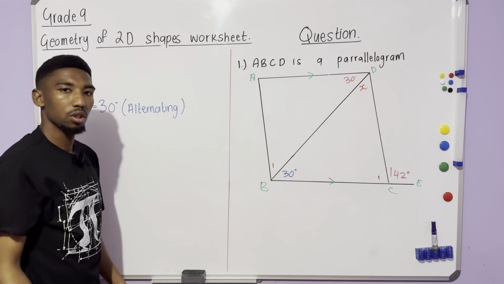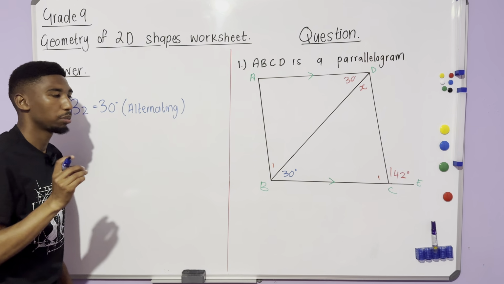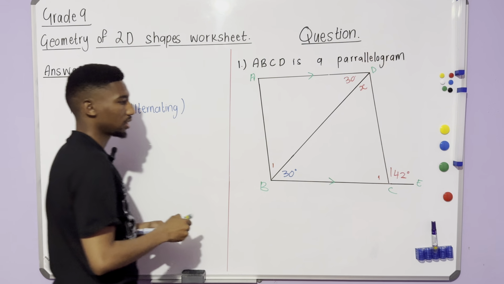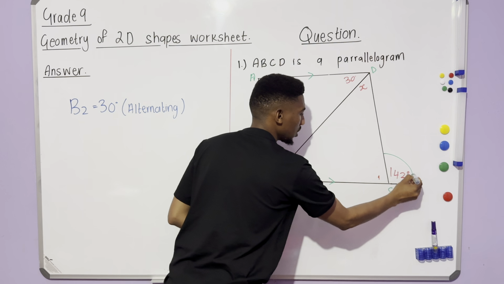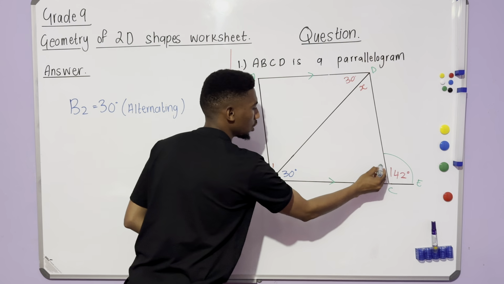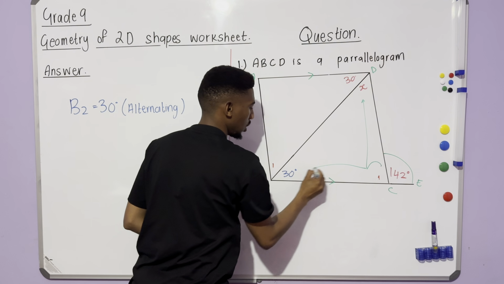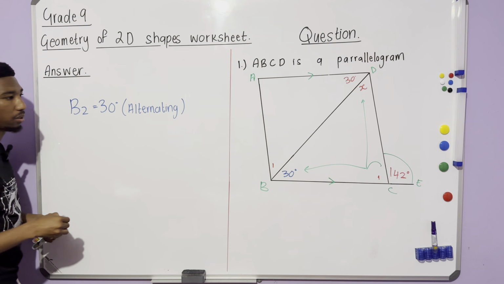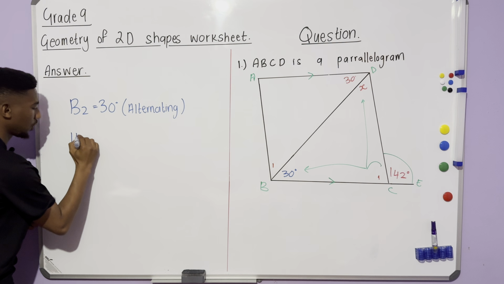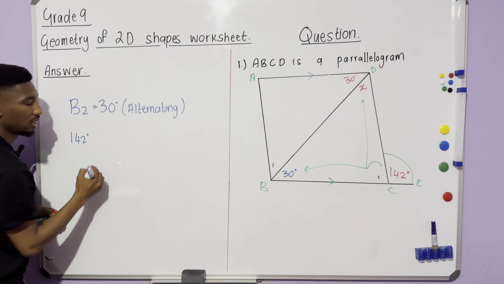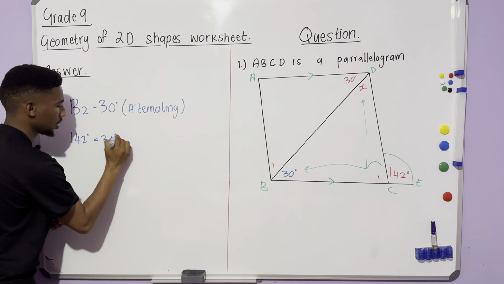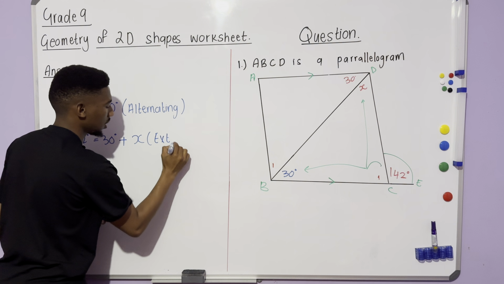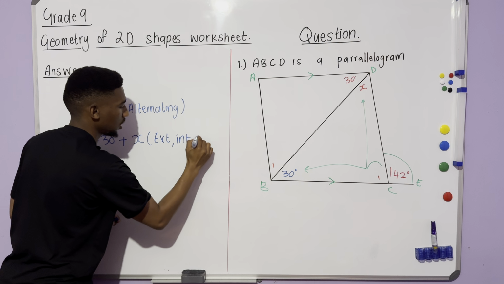we can use one of my previous videos, properties of a triangle, which states that this exterior angle over here is equal to the two interior opposite angles added together. So we can go ahead and say that 142 degrees is equal to 30 degrees plus x. And your reason is exterior, interior, opposite.